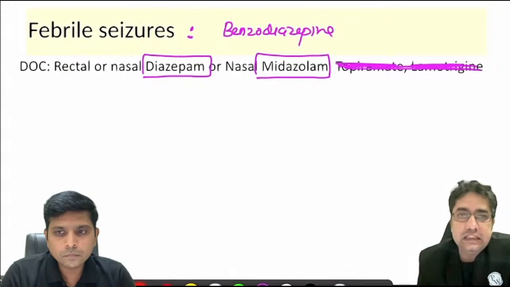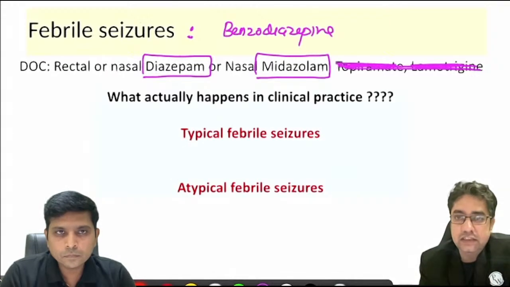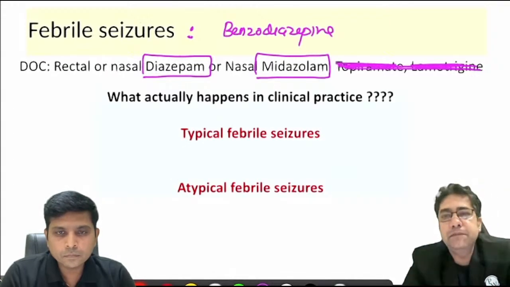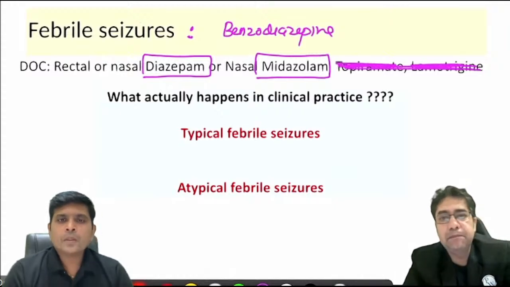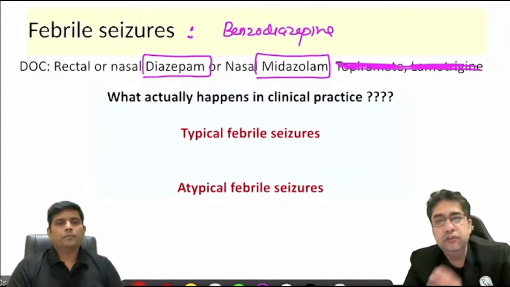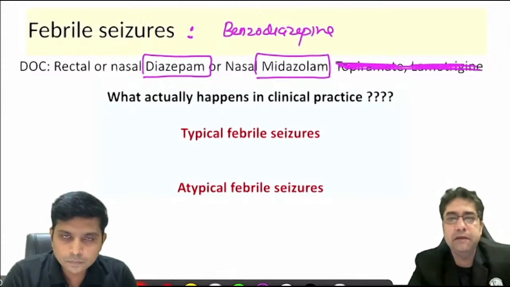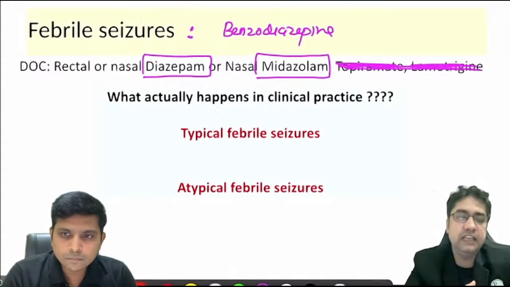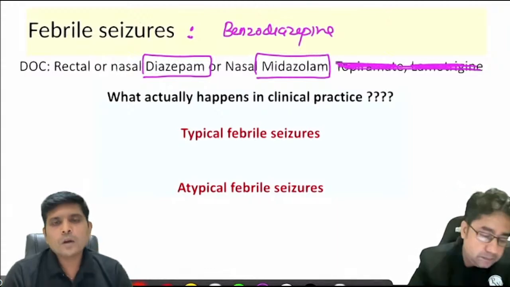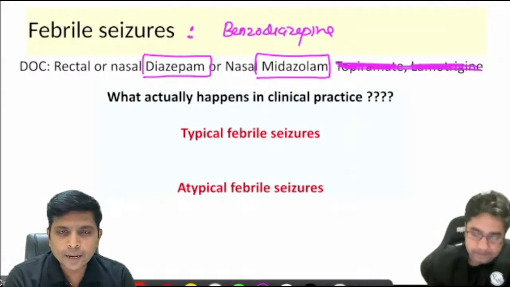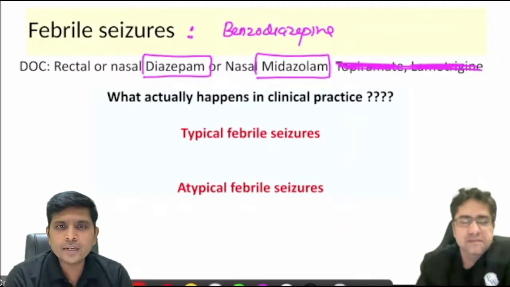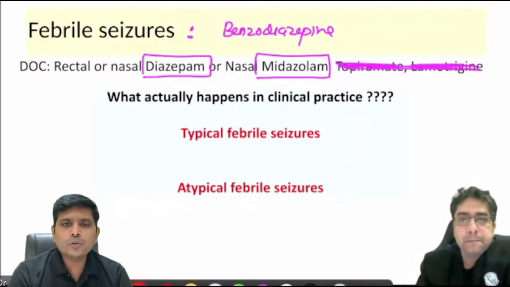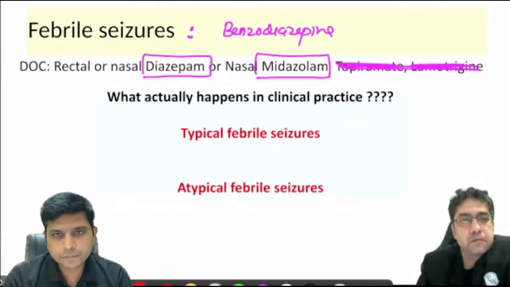So I'll ask Dr. Sarath Balaji to tell me what actually happens in clinical practice. If a patient of febrile seizure comes, you classify them into typical and atypical, what drugs you will choose and how to manage that patient? Over to you, sir. Previously, a decade back, for typical febrile seizures, people used to give intermittent clonazepam.